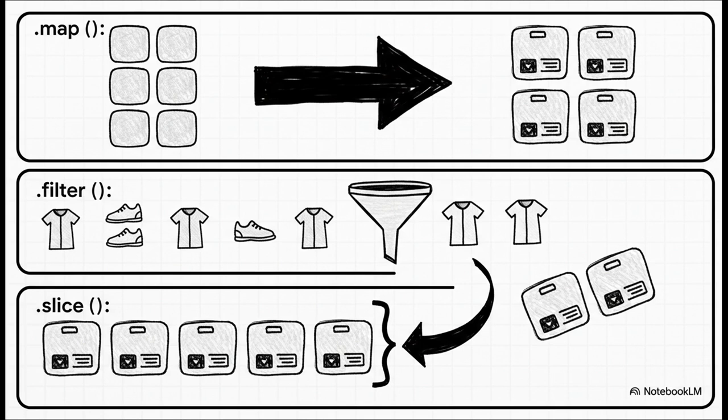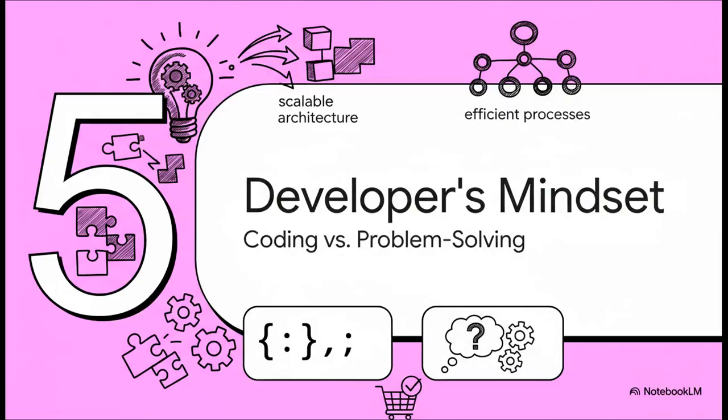Then you have .filter, which is perfect for when a user clicks a category button, like female. It just shows the products that match. And something like .slice is great for just grabbing, say, the first 4 items to show in a featured product section.